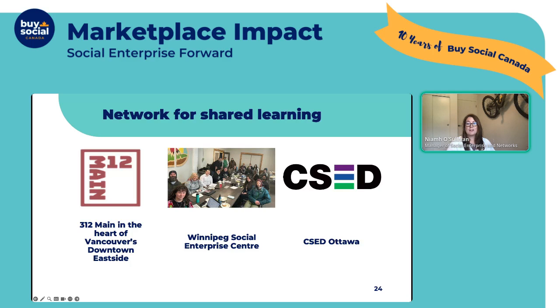I loved what Mike said earlier about solidarity, that it's quicker alone, but further together. And that really rings true. What separates social enterprises from traditional businesses is that social enterprises are willing to teach each other. Some examples are the 312 Main co-working space in Vancouver's Downtown Eastside. We often host events there and loads of social enterprises have their offices there.